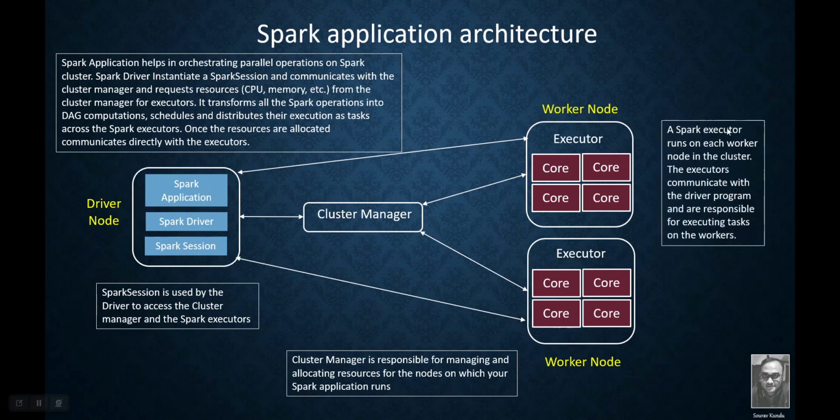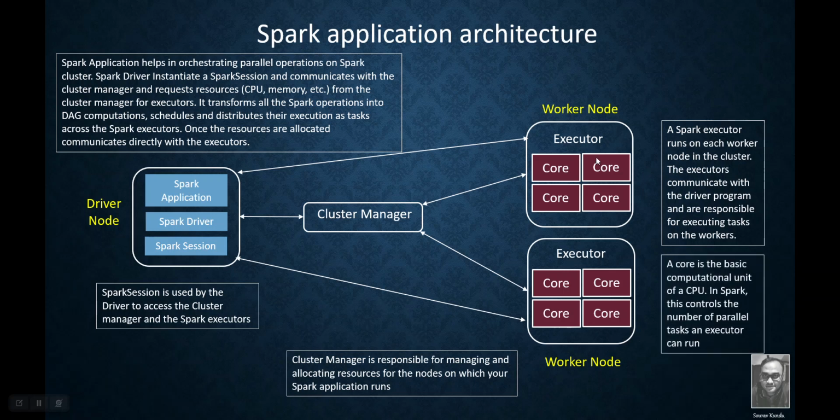So you can see a Spark executor runs on each worker node in the cluster. The executors communicate with the driver program and are responsible for executing tasks on the workers. And you can see there are different cores. So what is a core? A core is the basic computational unit of a CPU. In Spark, this controls the number of parallel tasks an executor can run. So this is basically the Spark application architecture. If anyone asks you in an interview, you can explain it in this manner.